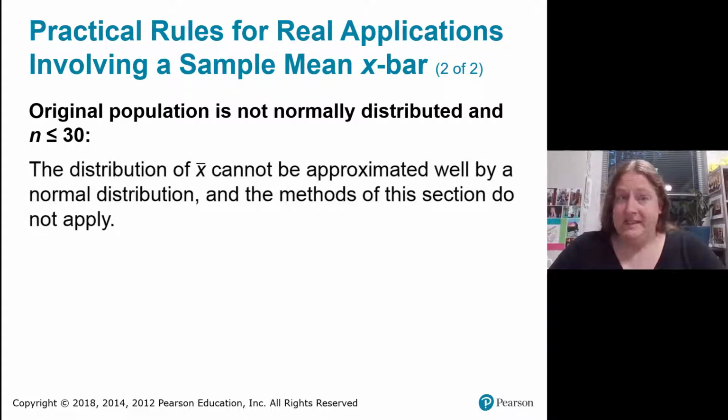Now, times when you shouldn't use this: the original population is not normally distributed and n is less than or equal to 30. So our sample size has to be greater than 30 if our original population is not normally distributed.